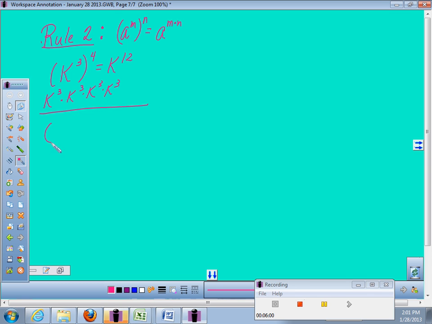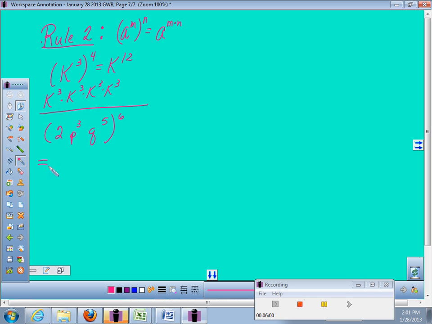So if I asked you to find for me 2p cubed, 2 to the 5th, all to the 6th, if I asked you to work that out, what do you do? My question is, do you do anything to the 2 if it's got that 6th power on the outside? No, because you never change the base.